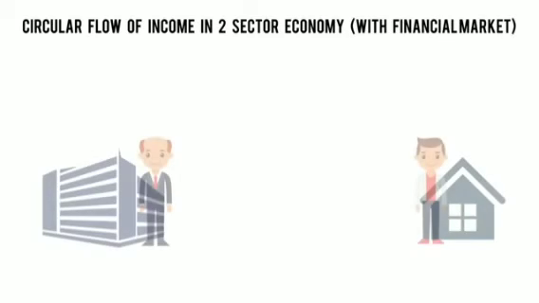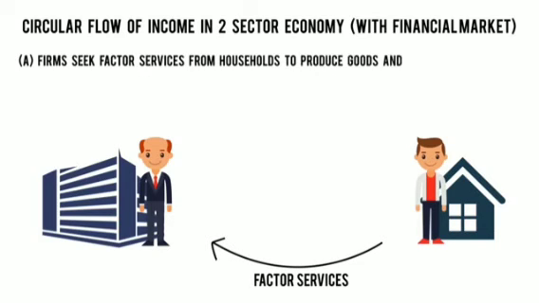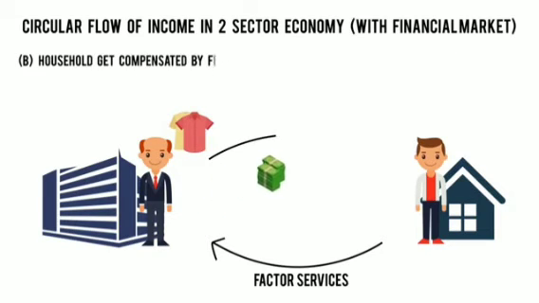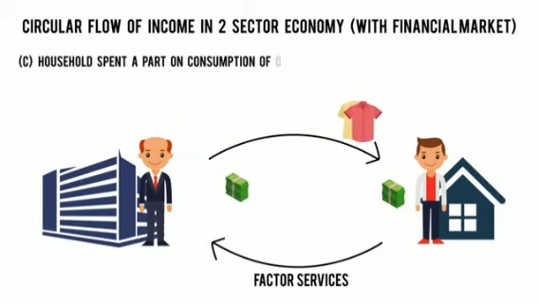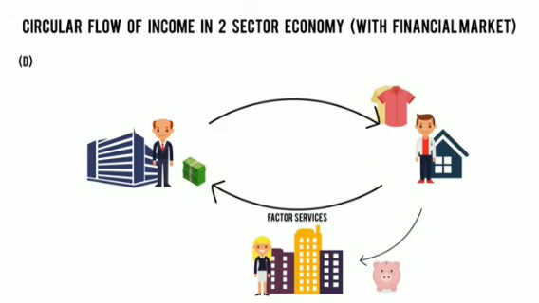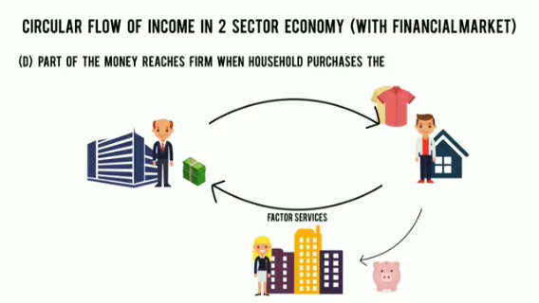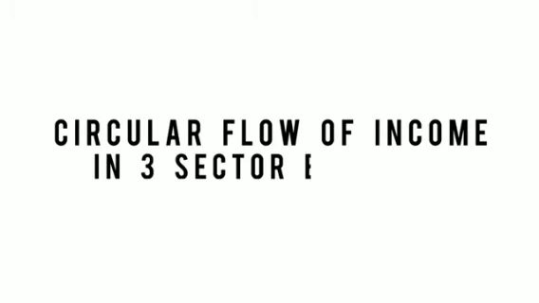the following illustration. A. Firms seek factor services from the household with the help of which they produce goods and services. B. Household get compensated by the firm for providing factor services. C. Household spent a part of their income in consumption of goods and services and save the other part with financial market. D. A part of the money distributed by firm to household reaches the firm when the household purchase the product, while the other part is received by the firm when it makes borrowings from financial markets for future purpose.